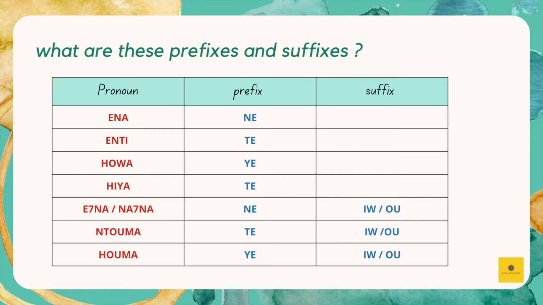Then, when we have the plural, we will use a prefix and a suffix. According to the verbs, some verbs will take the suffix iw, and some other verbs will take the suffix u. It depends on how they finish. Usually, if the root of the verb finishes with the letter I, then it will go with iw at the end. That sounds very abstract, so let's see some examples.